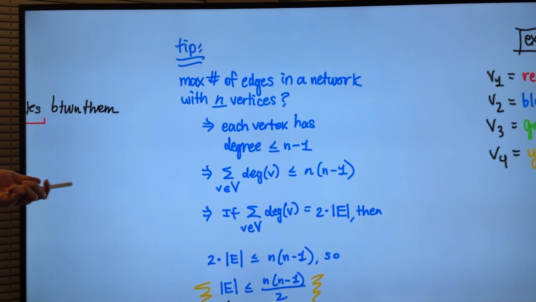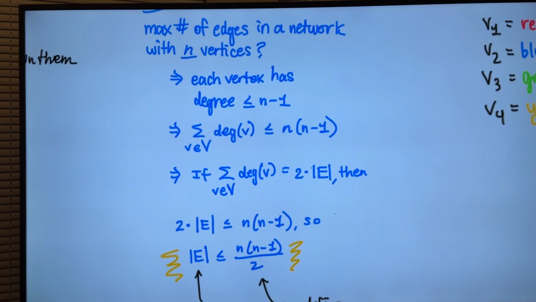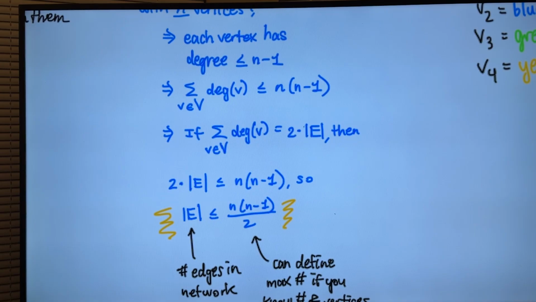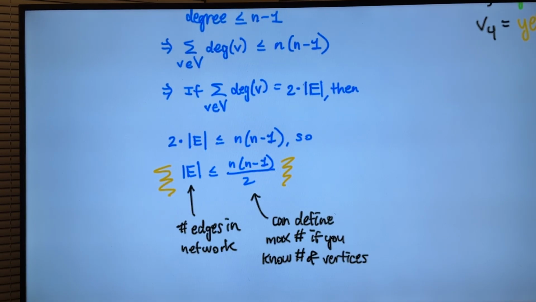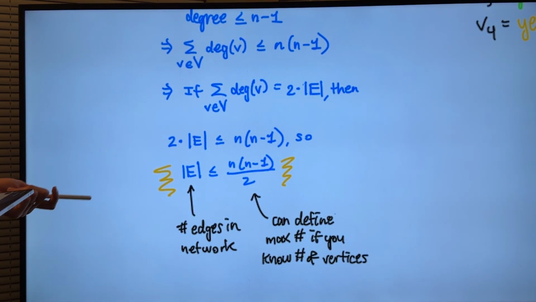So what we're going to do then, if you plug that into the summation form, we just say that the summation of the degrees of v is less than or equal to n times n minus 1. And if we say that this summation is equal to 2 times the number of edges, like we said earlier, then you can just say 2 times the number of edges is less than or equal to n times n minus 1.